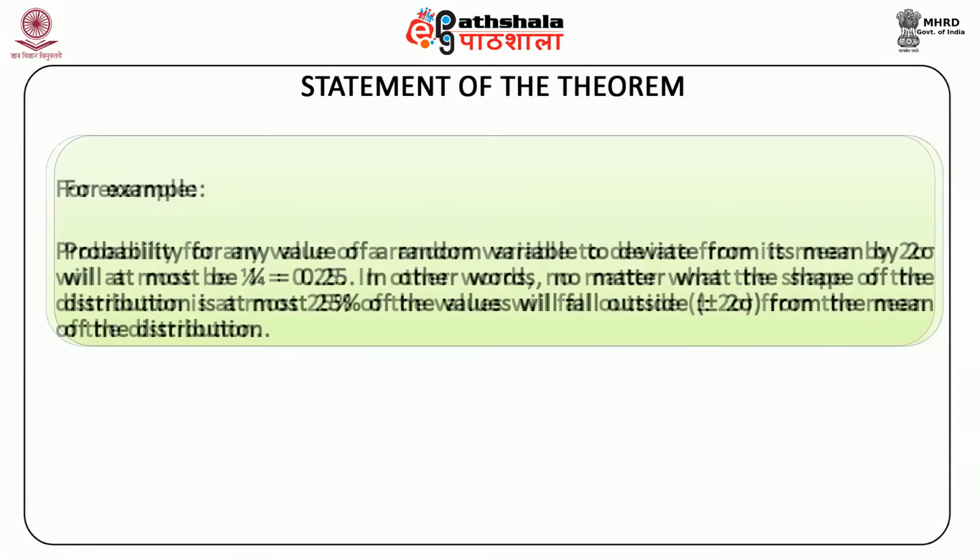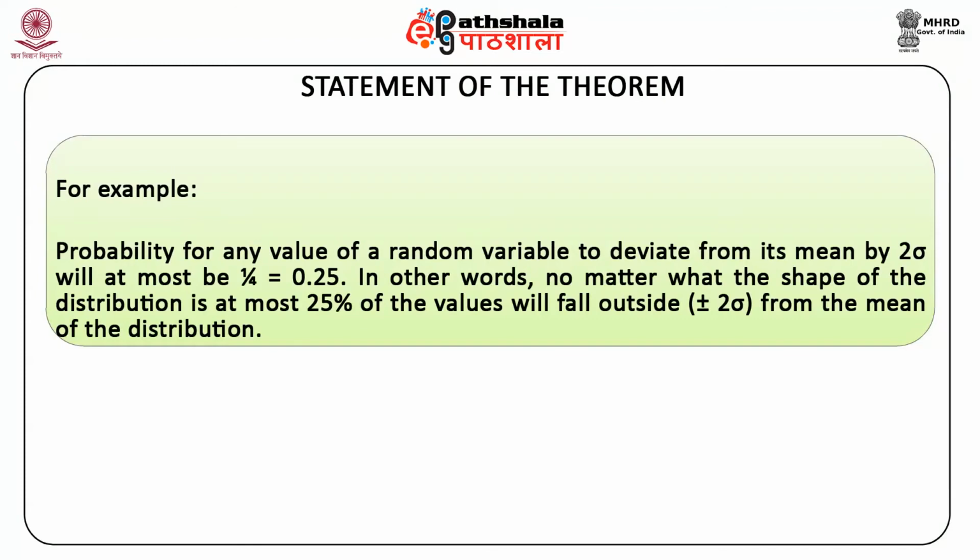For example, the probability for any value of a random variable to deviate from its mean by 2 sigma will at most be 1 upon 4, that is 0.25. In other words, no matter what the shape of the distribution is, at most 25% of the values will fall outside plus minus 2 sigma from the mean of the distribution.